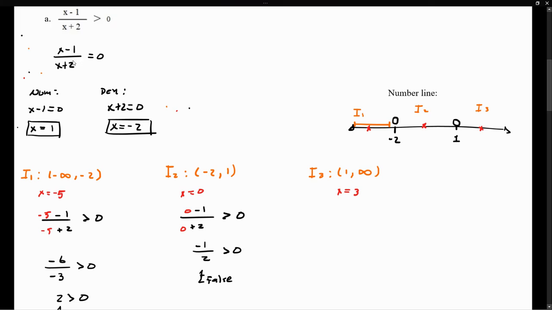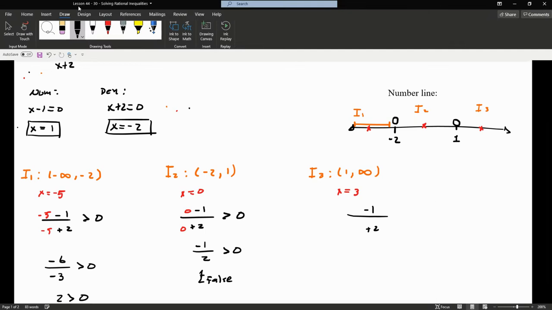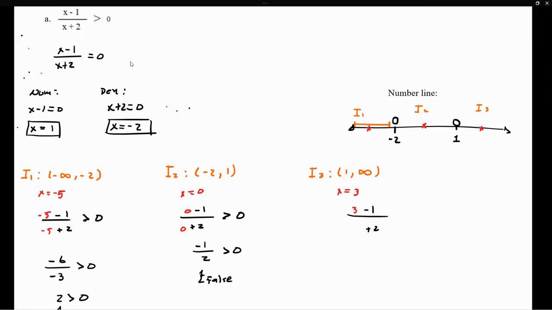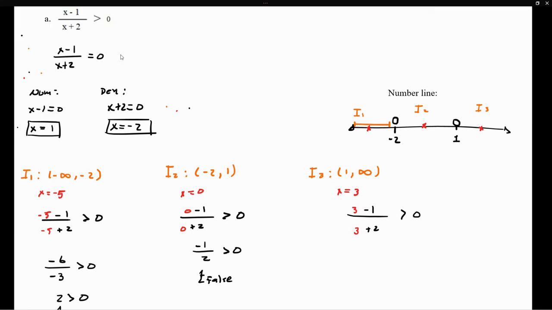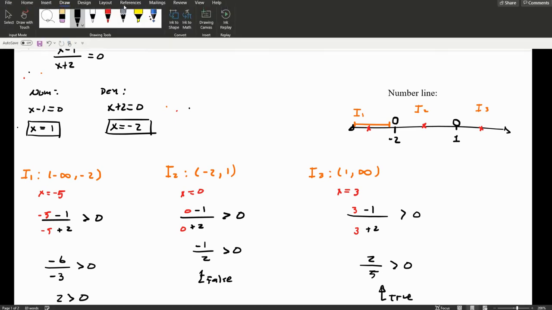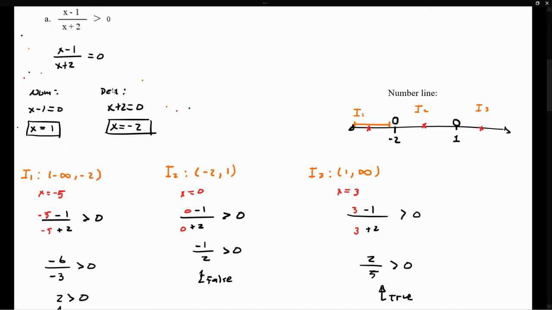So let's plug it into the original statement. We're going to have 3 minus 1 over 3 plus 2, greater than 0. Let's simplify and see if it gives me a true statement. 3 minus 1 is 2, and 3 plus 2 is 5, greater than 0. Now, is 2 over 5 greater than 0? This is a true statement. So therefore, I'm going to take this interval into consideration as part of my solution.